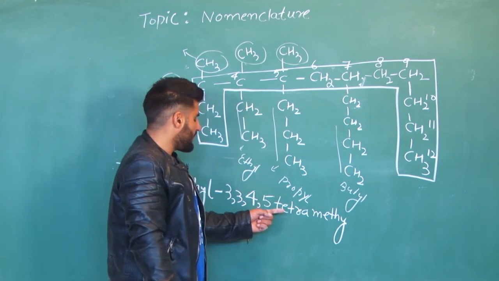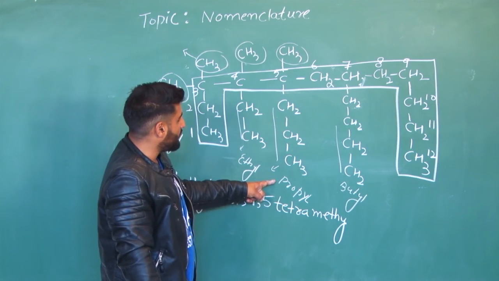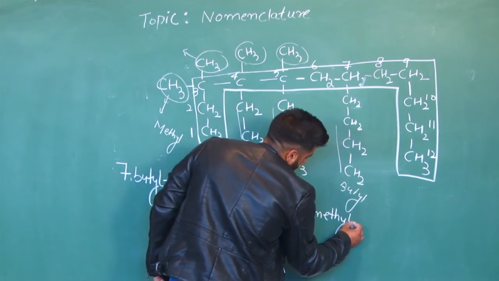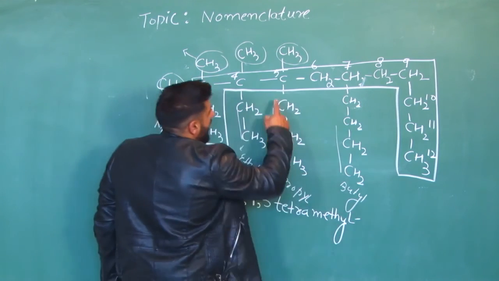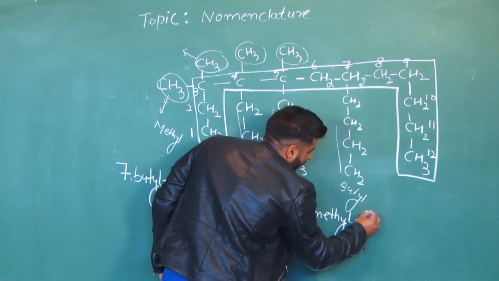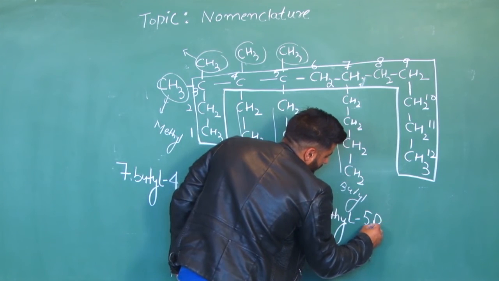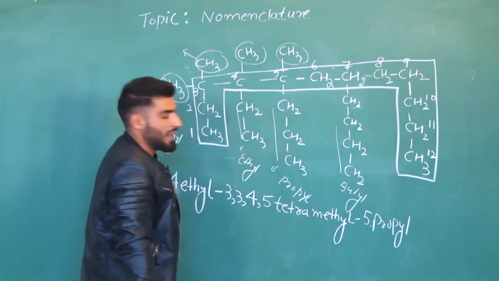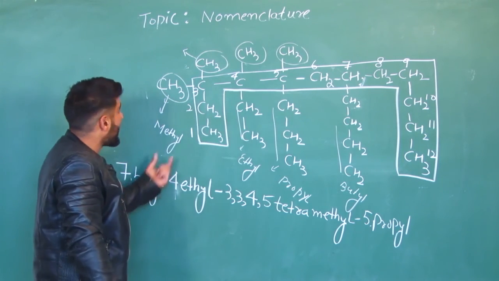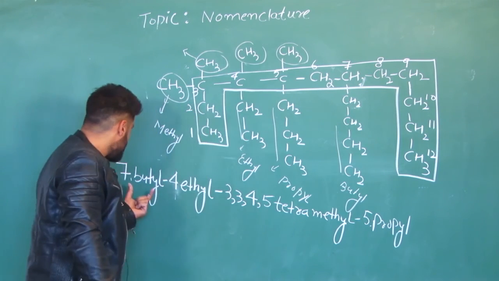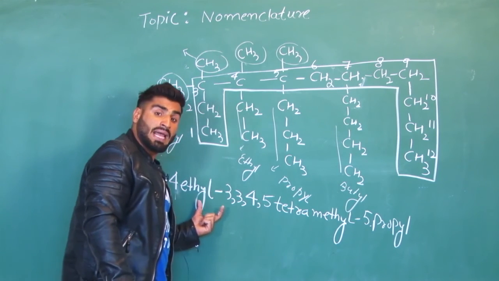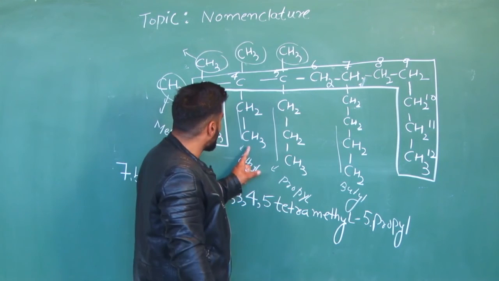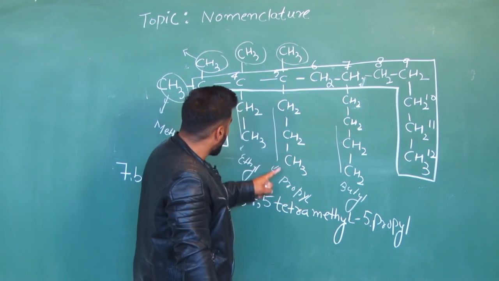And after M, I will go with P, through M, N, O, P. Propyl is on 5, so I'll write 5-propyl. Students, now my prefix is complete: 7-butyl, 4-ethyl, 3,3,4,5-tetramethyl, 5-propyl.